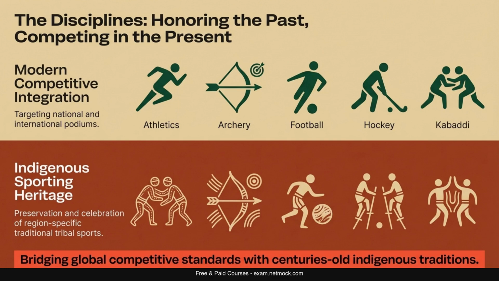2 categories of disciplines. Modern competitive integration includes athletics, archery, football, hockey, and kabaddi, targeting national and international podiums. Indigenous sporting heritage preserves traditional tribal sports. This dual structure bridges global competitive standards with centuries-old indigenous traditions.